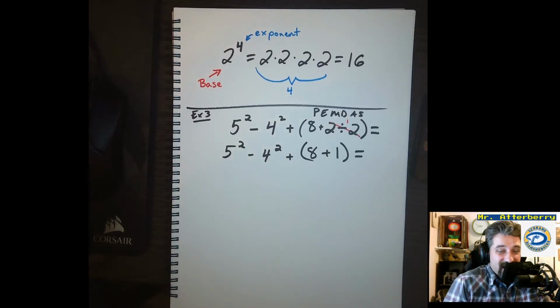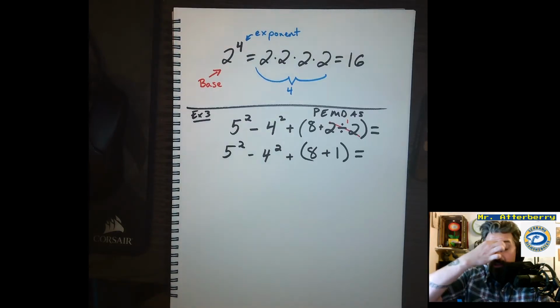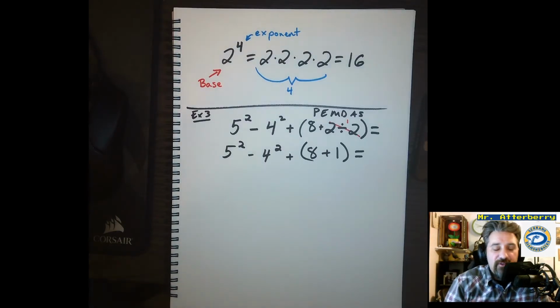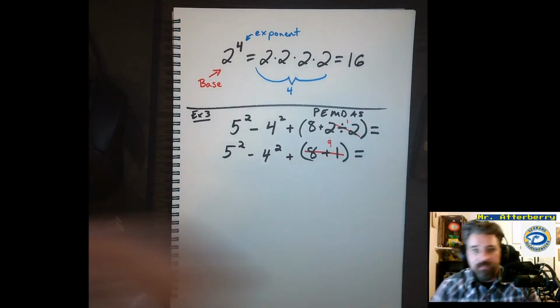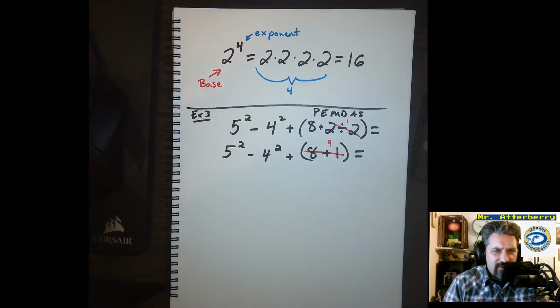So instead of saying 8 plus 2 divided by 2, we're just going to replace that with 8 plus 1, because 2 divided by 2 simply equals 1. Once again, I'm still doing those parentheses, so I'm going to say, what's 8 plus 1? And that equals 9. So now I'm going to rewrite this problem again.